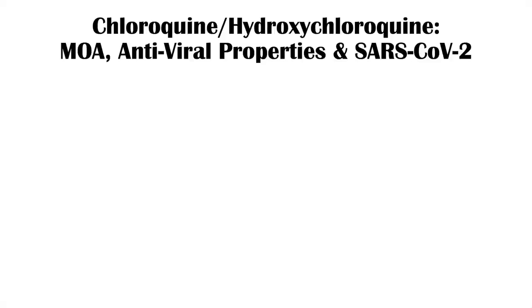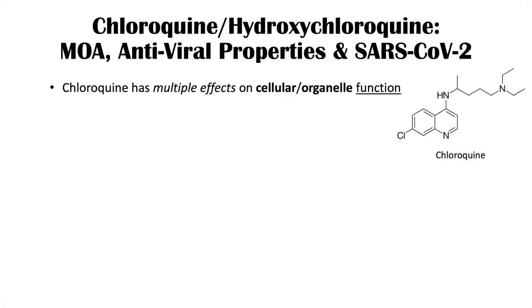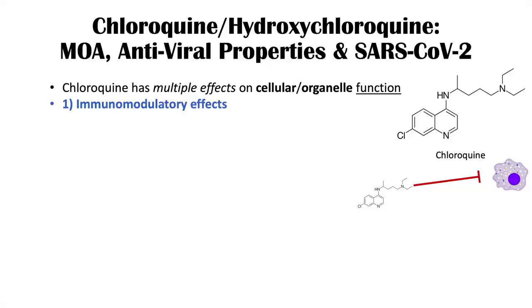So chloroquine and hydroxychloroquine have multiple effects on cellular and organelle functioning. For one, these medications have immunomodulatory effects. They can actually inhibit certain immune cell functions, which is helpful when we're trying to treat autoimmune conditions. So they can be used to treat certain rheumatological conditions like lupus and rheumatoid arthritis. I'm not going to talk about these immunomodulatory effects in this lesson, but if you want more information, please check out my other lesson on chloroquine and hydroxychloroquine.